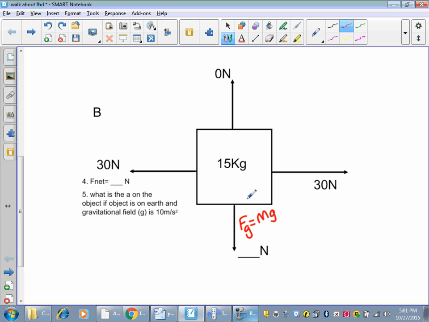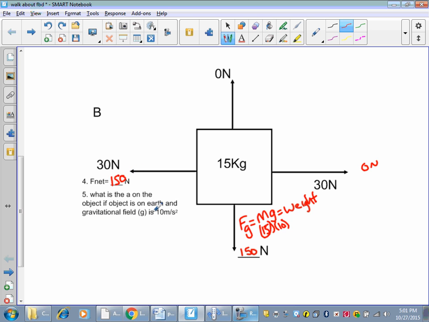We're on Earth, so let's see. I plug in a 15 to mass, and I do 10. So what's that come out to? 15 times 10, 150 newtons. All right, so what's my weight then? If my force gravity is 150, well, my weight is also 150 because this means weight. Okay, your weight points downward on Earth. Force net, so let's see. I did 30 minus 30, so zero in the horizontal axis. I do 150 minus zero, so what's my force net?